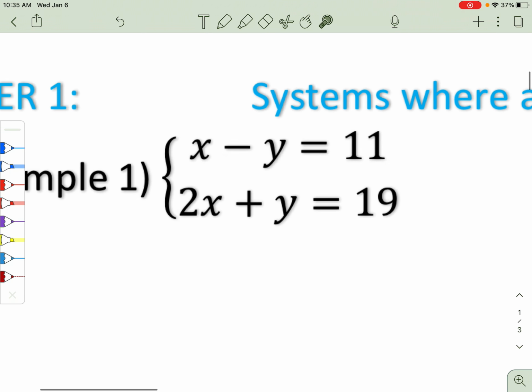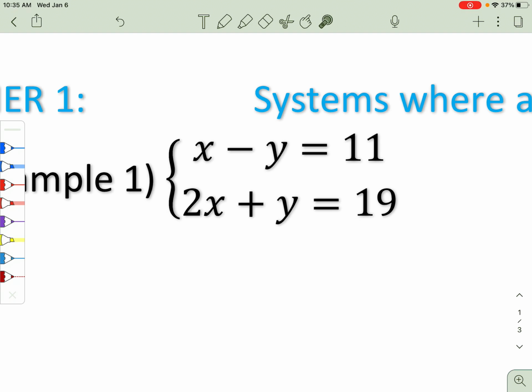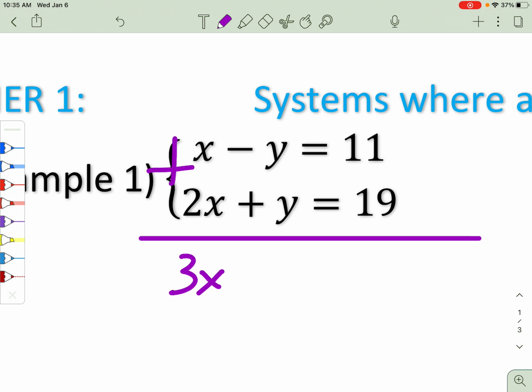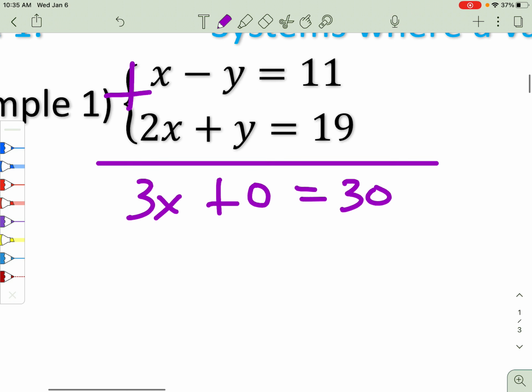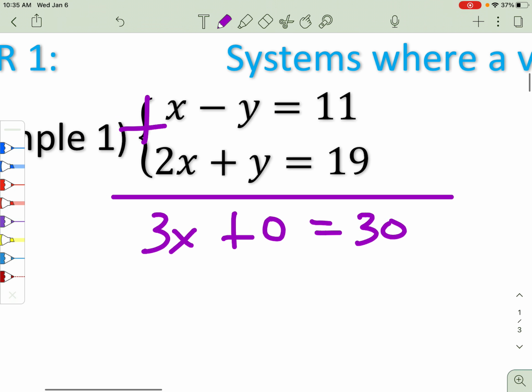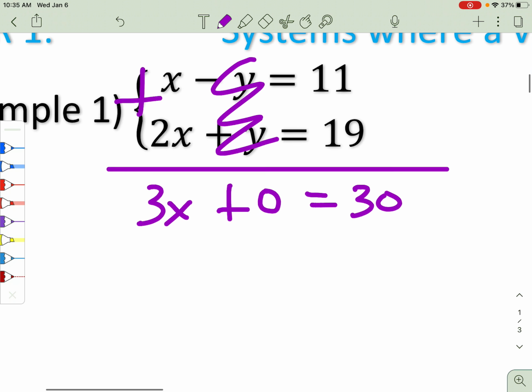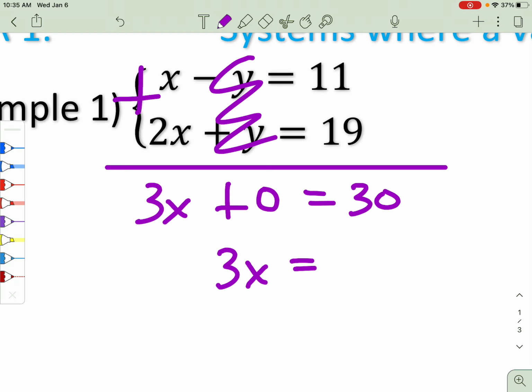So for example, number one, look for inverse variables. In this case, we have negative y and positive y. All right, so those are inverses. Perfect. So when you have inverses, you just add the two equations. So x plus 2x gives me 3x. And since these are inverses, they cancel out and give me 0. Okay, and then 11 plus 19 gives me 30. So as you can see, the word eliminate, we eliminated the y values. And so now I just have this x value to solve for.